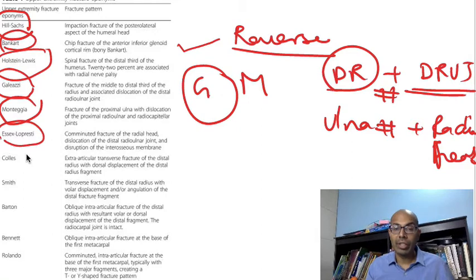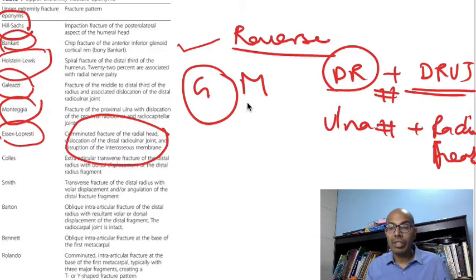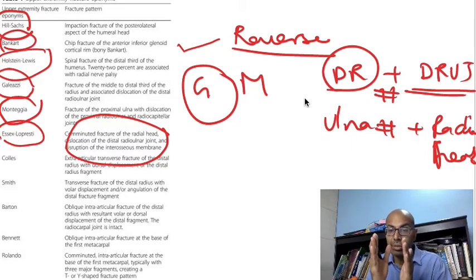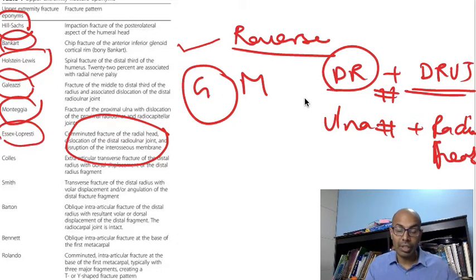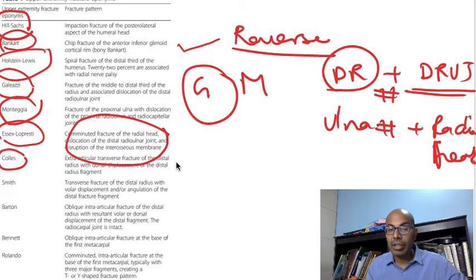So Essex-Lopresti injury can occur in the forearm, where the radial head fracture or dislocation occurs with the disruption in the interosseous membrane between the two forearm bones. So radial head dislocation with disruption in the interosseous membrane between the two forearm bones is called Essex-Lopresti. Colles fracture, all of us know, is an extra-articular distal radius fracture with dorsal displacement of the distal radius.